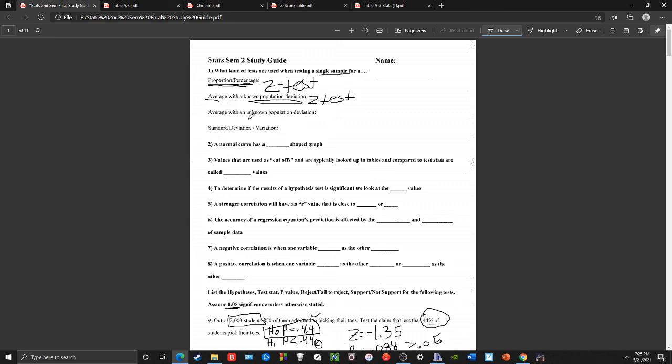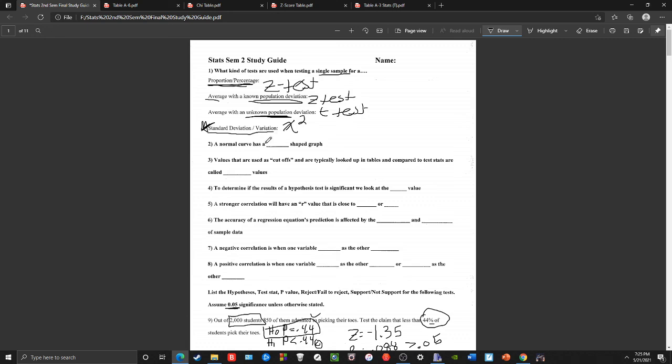If you're testing for an average with an unknown population deviation, then you're doing a t-test. Right? A t-test is for unknown population deviation. And if it's a single sample test for a standard deviation or variance, then you use a chi-squared test. Remember, this is the only test you have to do by hand. The other tests you can do on the calculator. This is the only one you have to do by hand.